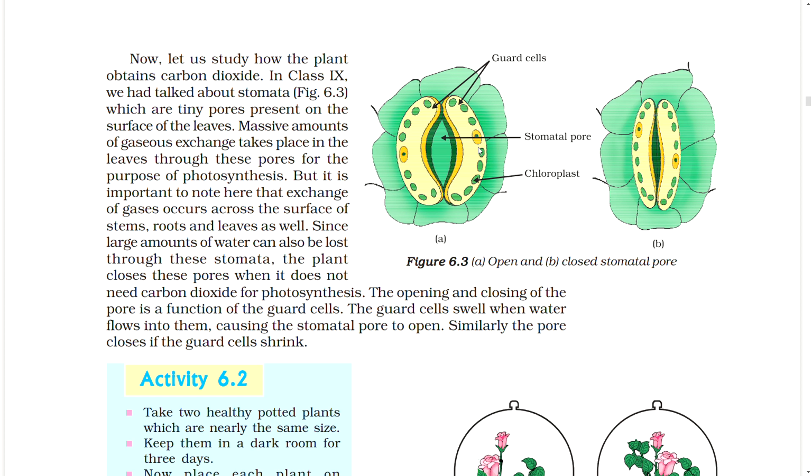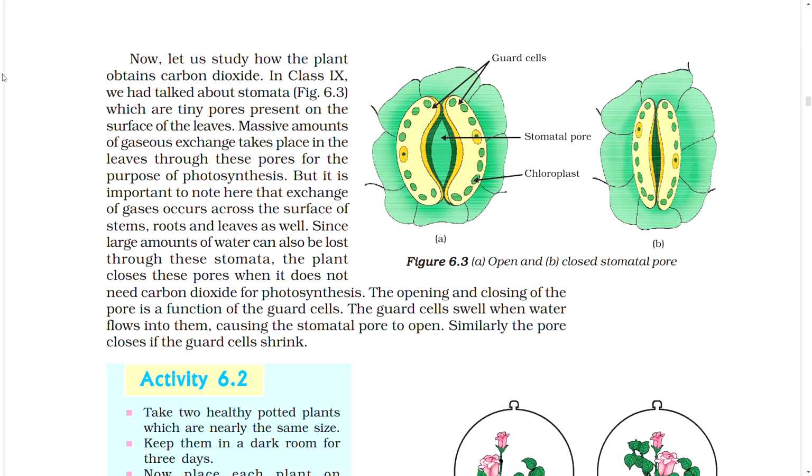Figure: A open and B closed stomatal pore, A guard cell, stomatal pore, chloroplast. Now let us study how the plant obtains carbon dioxide. In class 9 we had talked about stomata, which are tiny pores present on the surface of the leaf. Massive amounts of gaseous exchange take place in the leaves through these pores for the purpose of photosynthesis.